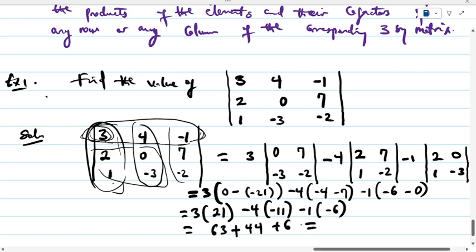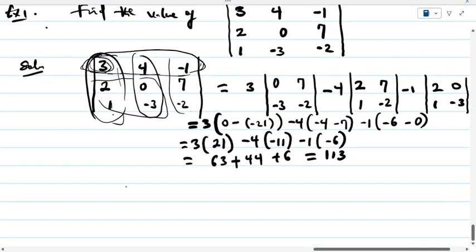So if we sum this up, that will be 63 plus 44, and then plus 6. We have 113. So this is 1 out of 6 ways you can find the determinant of a 3 by 3 matrix. Here we make use of the first row.